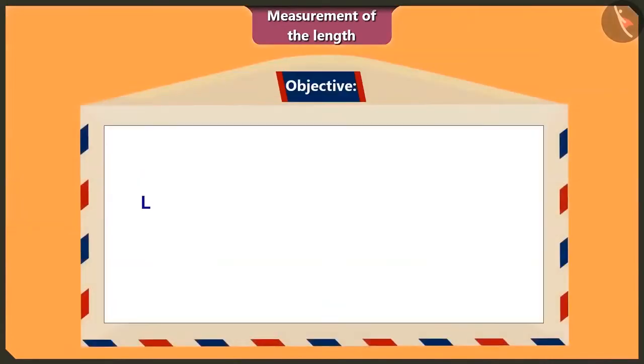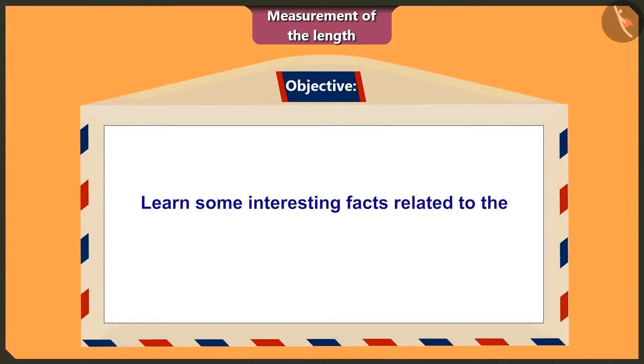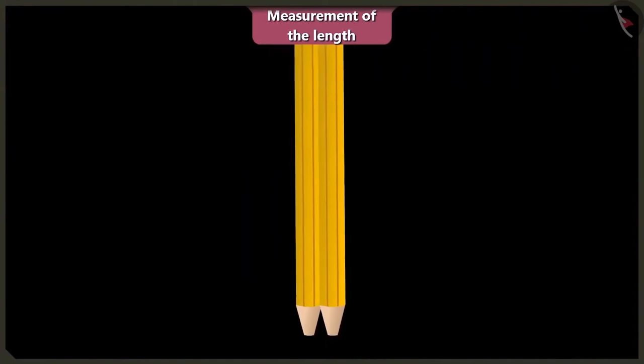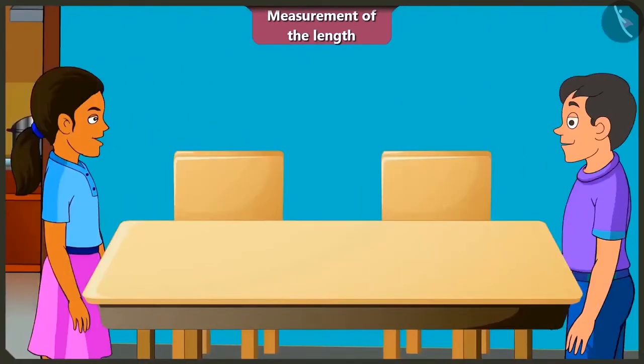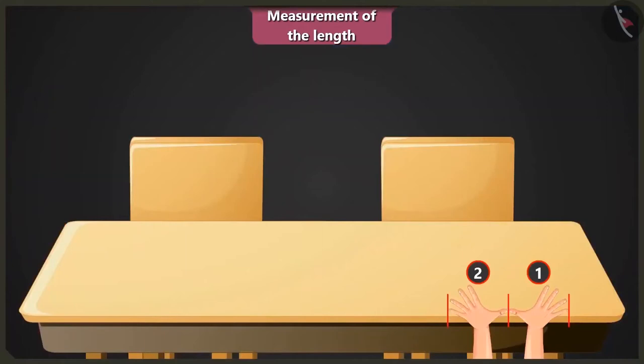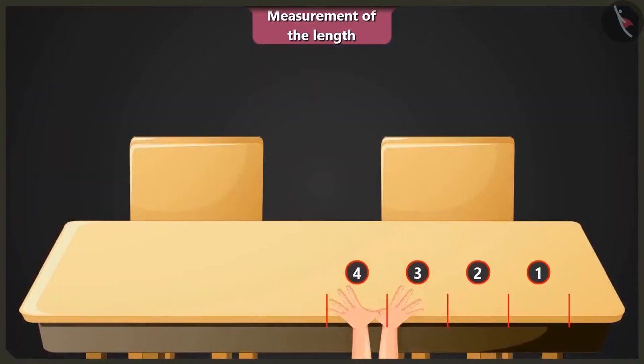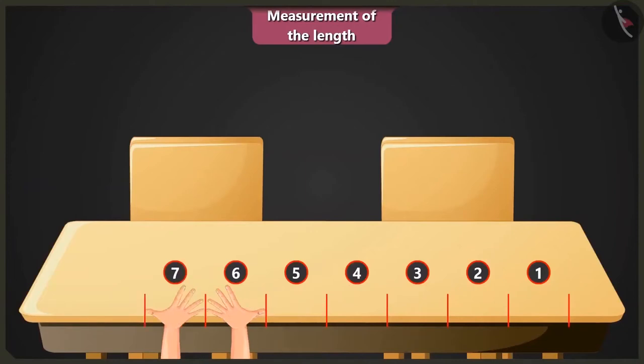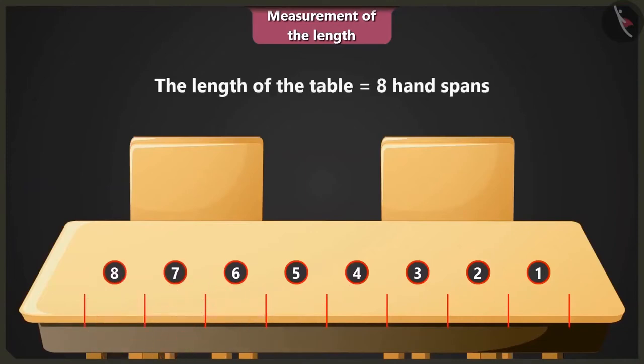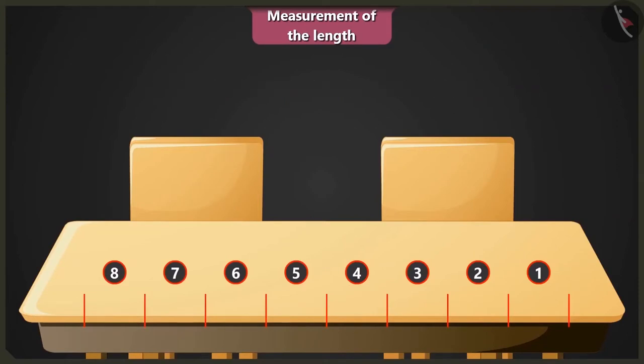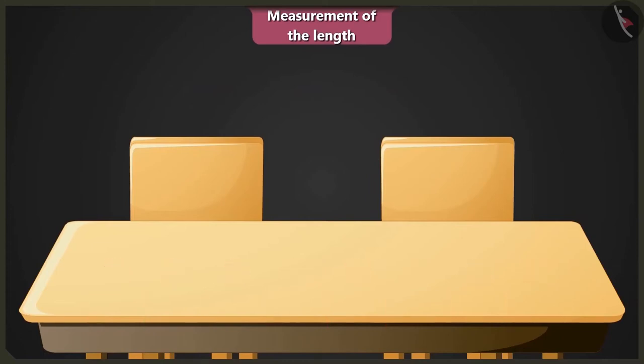Friends, today we will learn some interesting facts about measurement of length. Hey Gotu, are you measuring the length of the dining table? Yes, this is 1, 2, 3, 4, 5, 6, 7, and 8. The length of this table is equal to 8 hand spans of my palm. Oh Gotu, that is not how you take the measurement. Then how is it done?